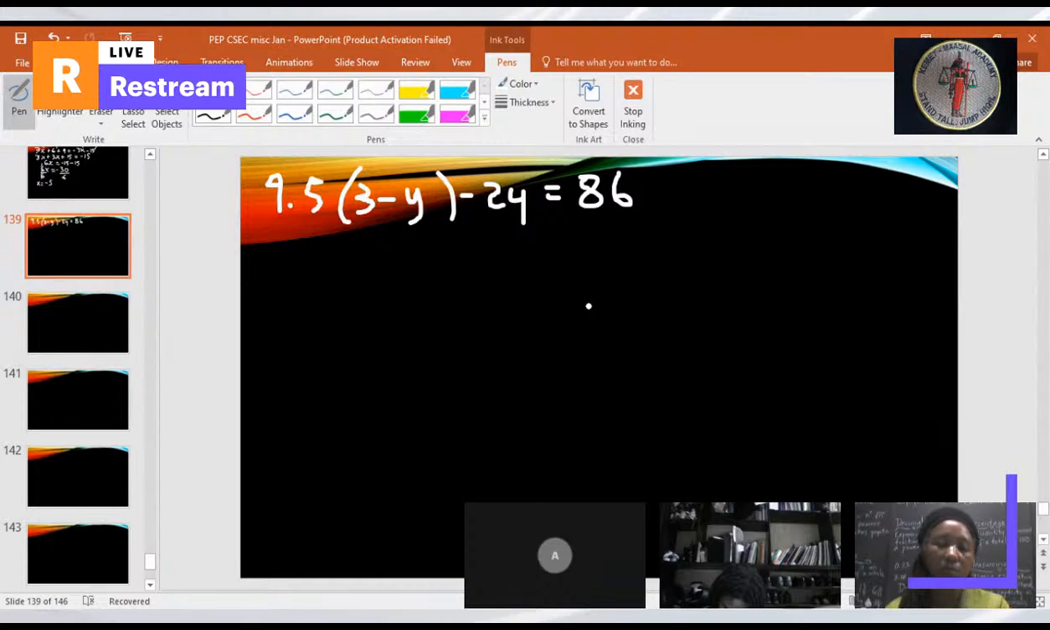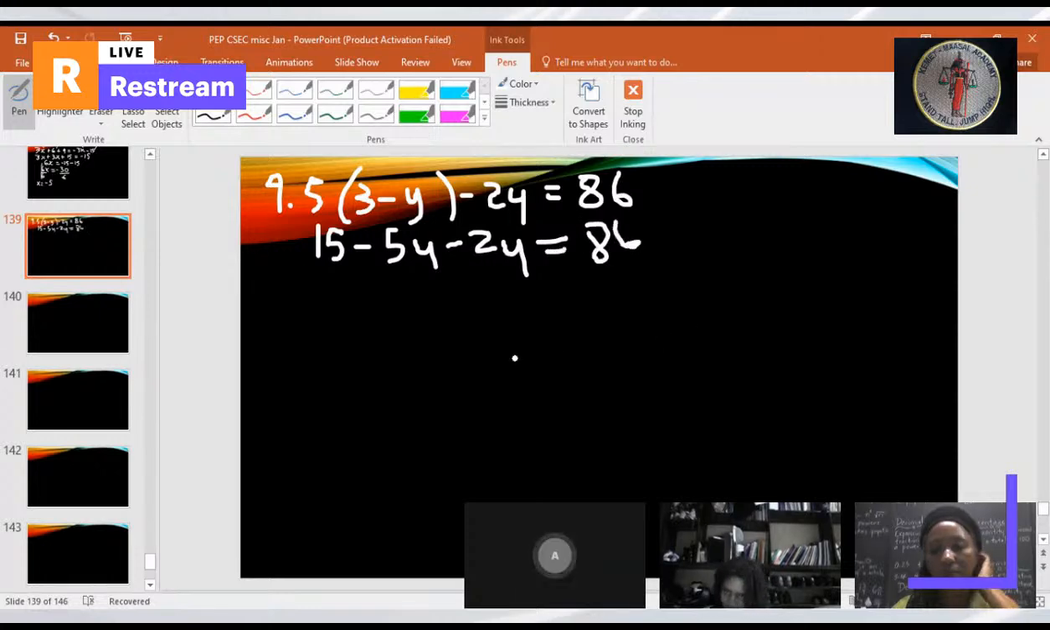First, you have to expand the bracket. So 5 times 3 is 15, and 5 times negative y is negative 5y, minus 2y equals 86. And then since negative 5y and negative 2y have the same variable, you can subtract them. So negative 5y minus 2y is negative 7y equals 86.